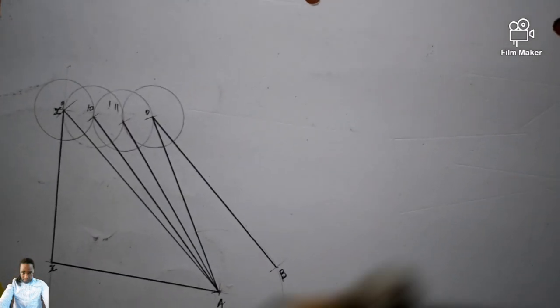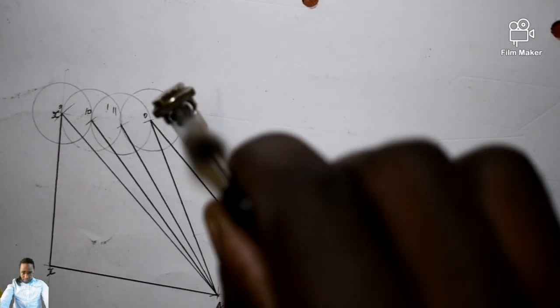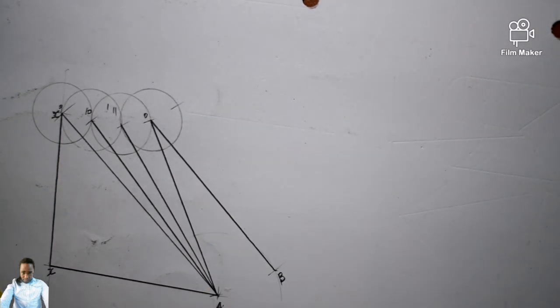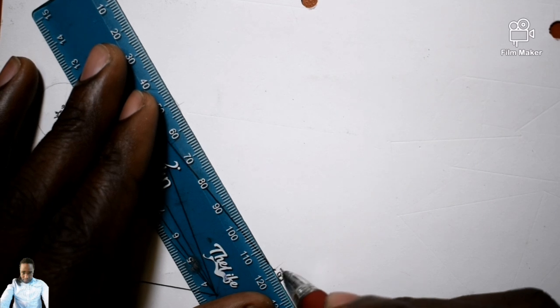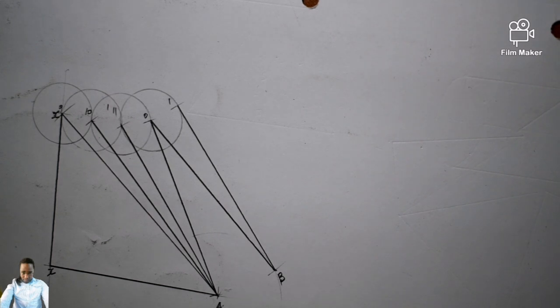Where is your B? Then you place it here, point B. Then you strike an arc there. That's going to be my point 1, right? Then I can have this one. That's B1, isn't it? So from there, we are going to do what now?